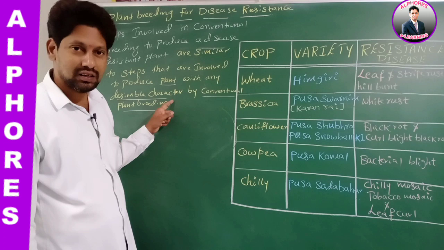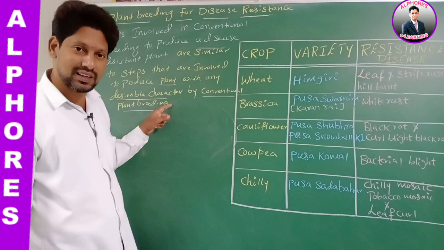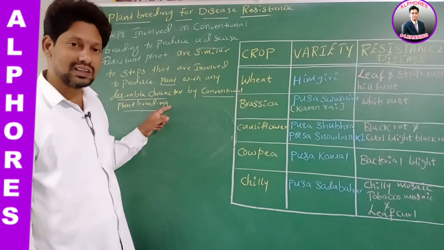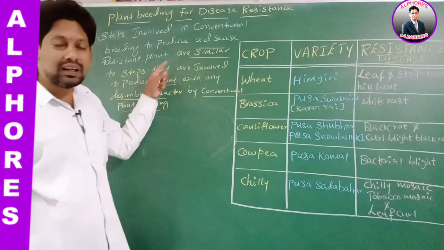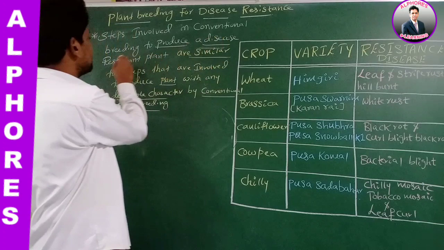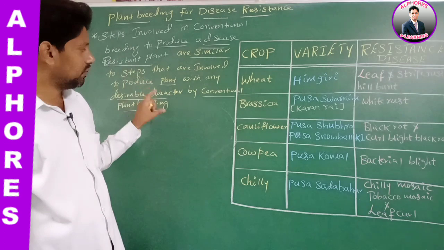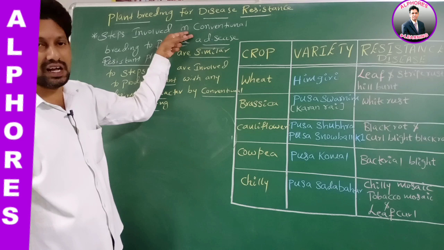Then what steps will you follow? Collection of genetic variability. Evaluation and selection of parents, cross hybridization, selection and evaluation of recombinants, test, release and commercialization of new cultivar. These are the steps followed in conventional plant breeding to produce a plant with desirable characters. The same steps are involved to produce a plant with what? Desirable character. What is the desirable character here? To produce a plant with disease resistance. The same steps are involved here also, to produce a plant which is disease resistant. Is this statement okay?